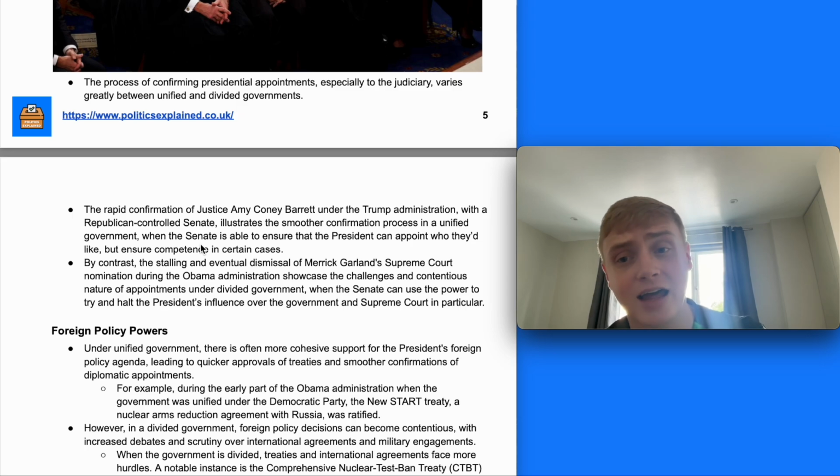And that's because the Senate and the president have shared goals in electing justices that are likely to favour their policy goals. So in this case, electing a conservative justice. And this really contrasts with the failure to appoint Merrick Garland in the last couple of months of Obama's presidency. So a very similar situation, but there was a different party controlling the Senate compared to the presidency. And this showcased the challenges and contentious nature of appointments under divided government, when the Senate can use the power to try and halt the president's influence over government, and the Supreme Court in particular.